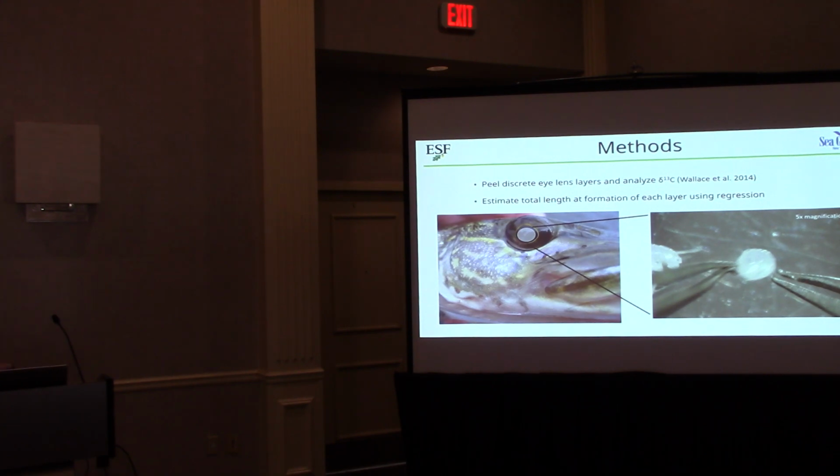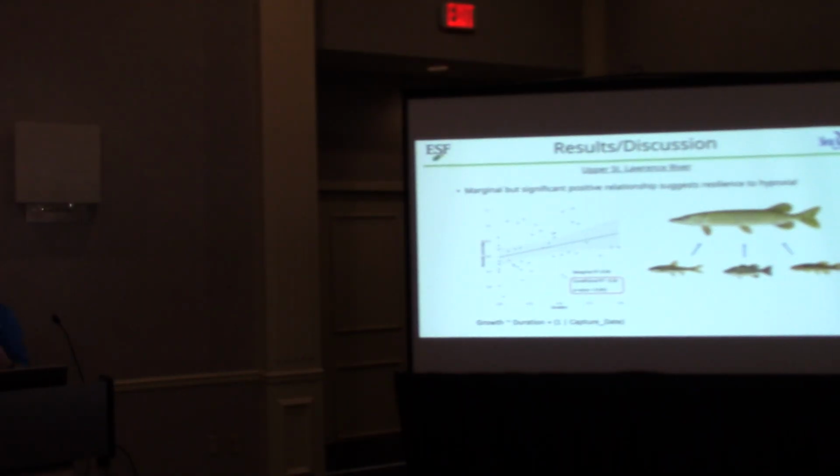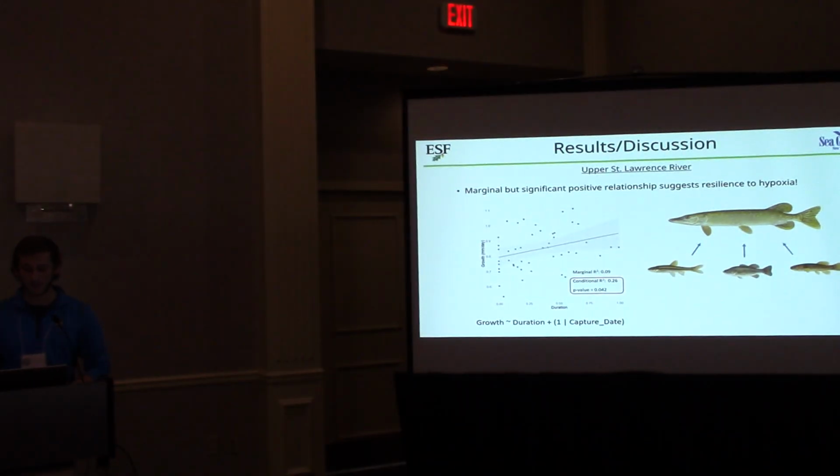Okay, so first I'm going to look at some really, really preliminary microchemistry data that we got from a prior PhD student that let me play around with it and help develop my questions. Basically what we see here is with young-of-year northern pike, as the duration of hypoxia exposure, as provided by our manganese to calcium proxy, increases, the growth of that fish is actually generally increasing as well. So it is a slight, but it is a significant positive relationship.